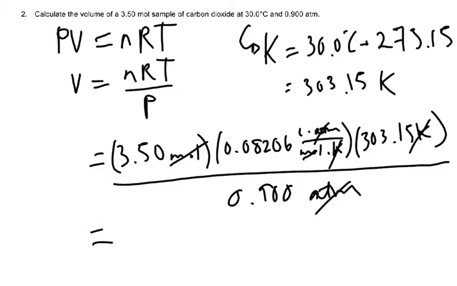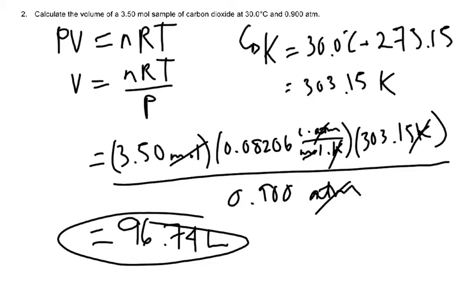So 3.50 times the ideal gas constant times the temperature, divided by 0.9. All right, so the volume of the sample then is 96.74 liters.